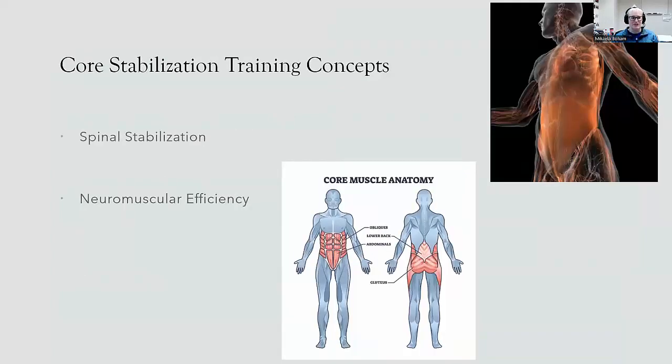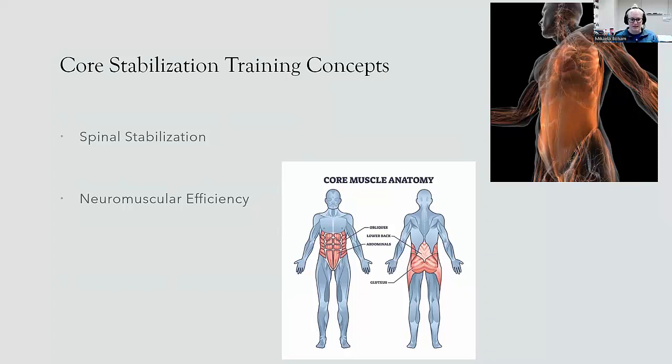Core stabilization training concepts. We have spinal stabilization and neuromuscular efficiency. Spinal stabilization must be adequate to effectively use strength and power, and neuromuscular control and endurance of the prime movers. If we have a weak core, this will result in a decreased force production and efficiency and could ultimately result in injury. This gives us a protective mechanism for the spine.